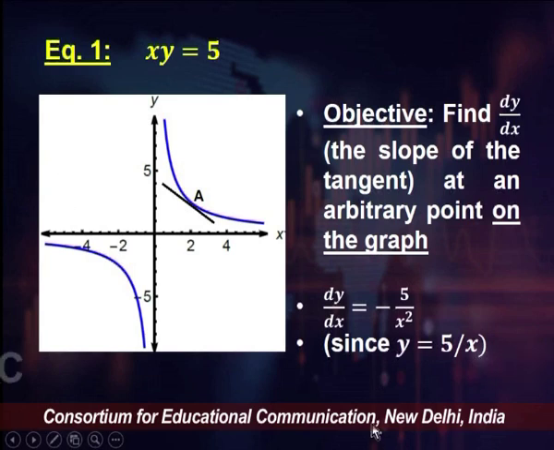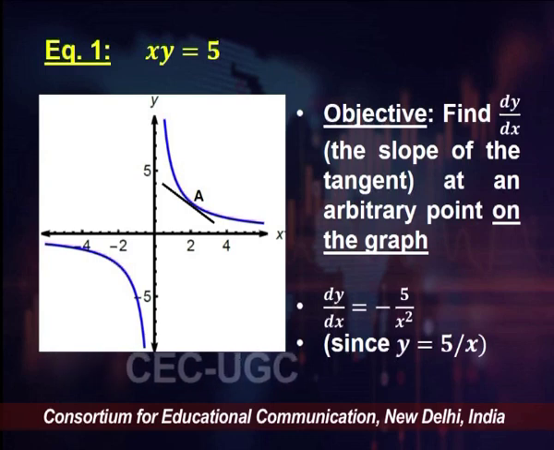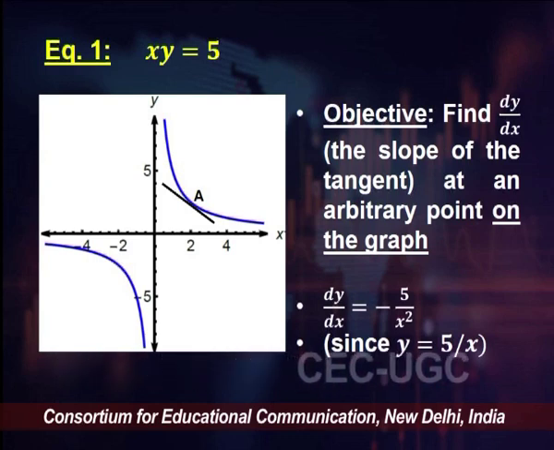So, let us suppose we have this point A, and we want to find the slope of the tangent to the graph at A. One way you could easily do it, because this is a simple example, is to write y as 5 by x, y is equal to 5 by x, and then take the derivative, which is dy by dx equal to minus 5 by x squared, using the power rule.